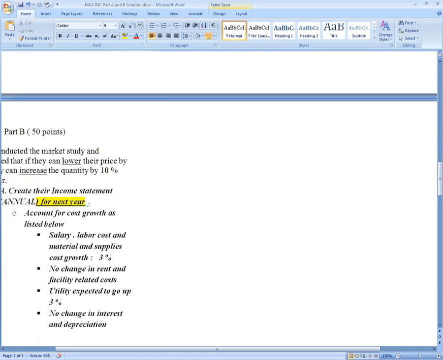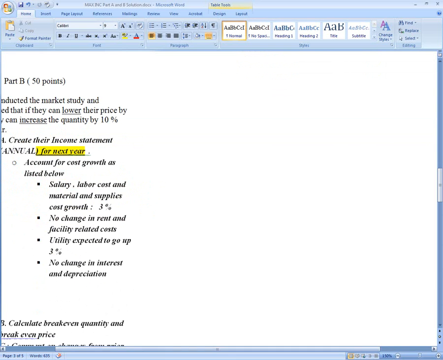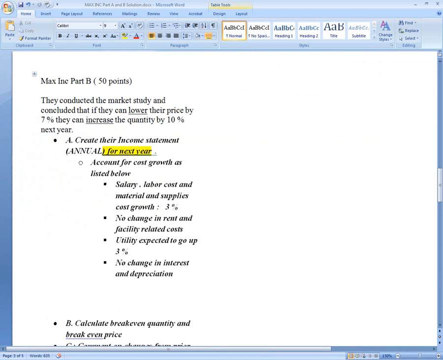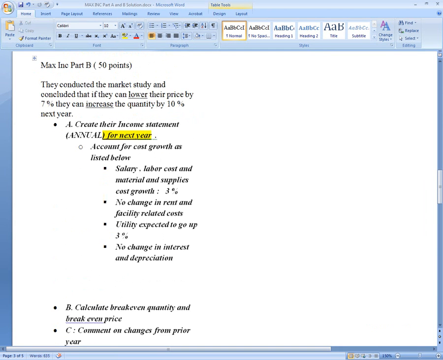Okay. Part B. Part B included another element: what if we had to do some forecasting? The forecasting part comes in when we are looking at our business and we did a market analysis, and what if we can lower the price by some amount, and if we lower the price, people will buy more tables, basically putting stuff on sale. So the assumption is that they lower their price by, say, 7%, and that will allow them to increase the quantity by 10%. That's the assumption the marketing people have made, either based on prior history or based on the analysis they have done. So those are the assumptions they have made.